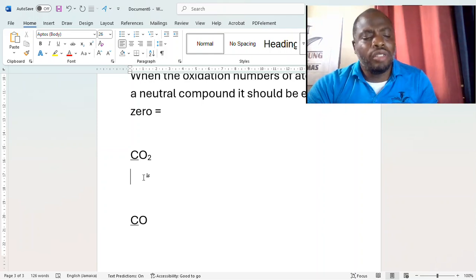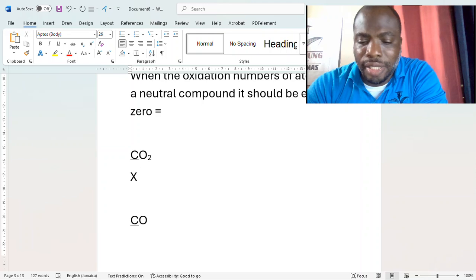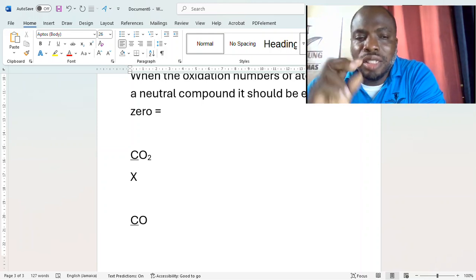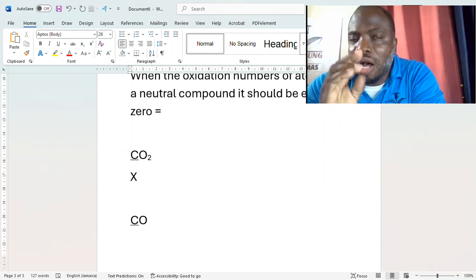We're going to call the element that we want to know X. So we mentioned one rule: the oxidation state of oxygen is always -2.